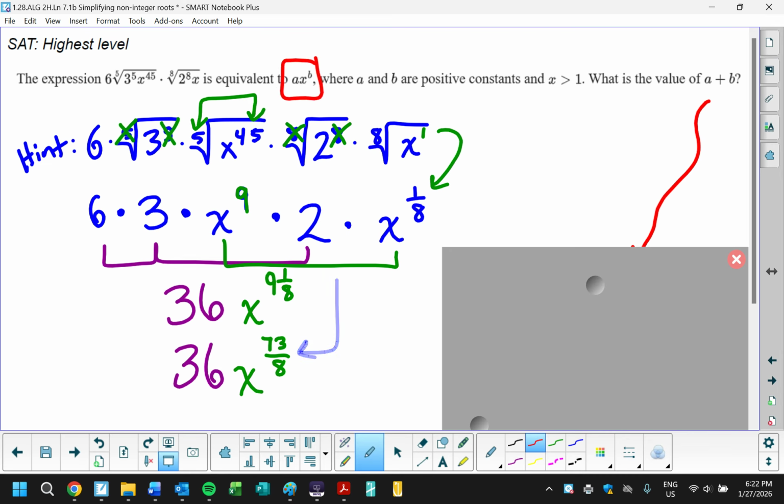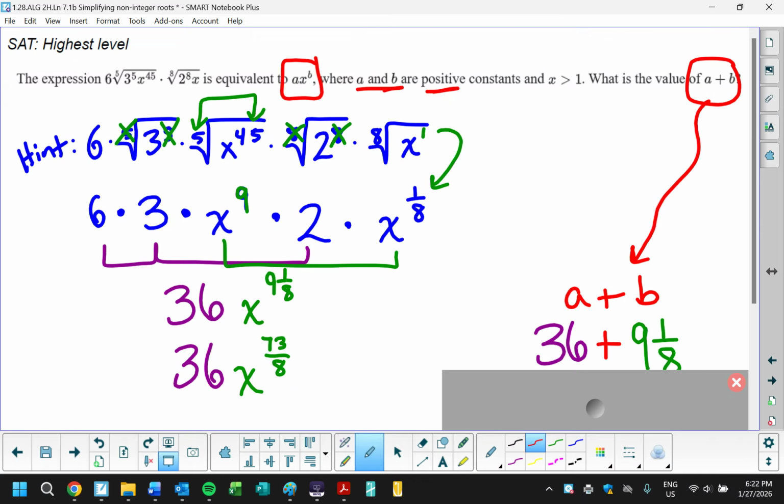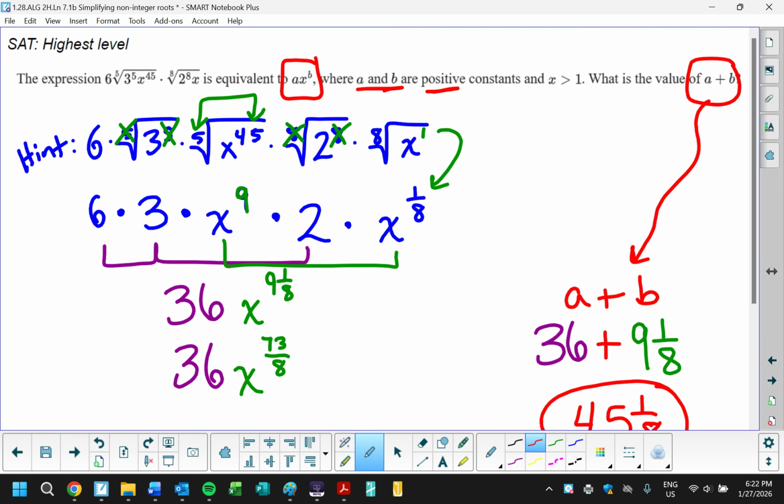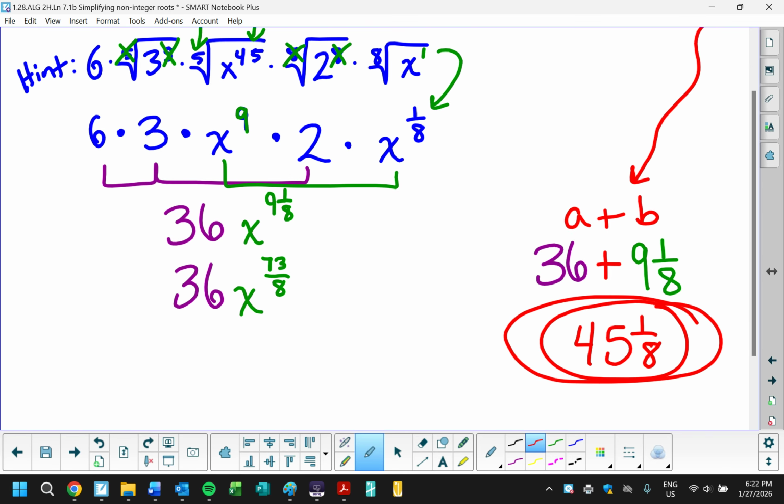If they're writing it as a times some x to the b power where a and b are positive, what is the value of a plus b? Well, a is the coefficient in front, that'd be 36. And b is the exponent, that'd be 9 1/8 or 73/8. And if you added them up, unless I am mistaken, which is always possible, I believe the sum of those two is going to be 45 1/8.